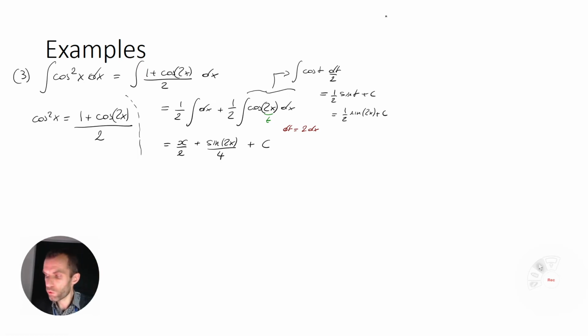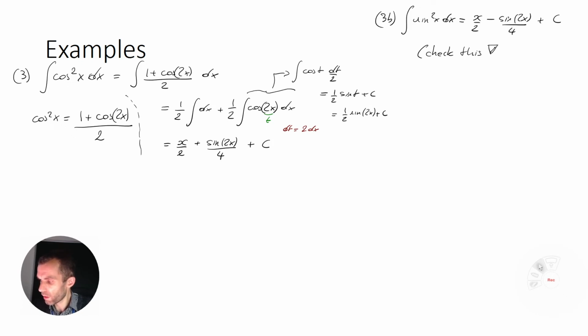You can also do the same thing for sine squared, and there you should get that the integral of sine squared is equal to x over 2 minus sine 2x divided by 4 plus a constant. The calculation is exactly the same as the one for cosine, so I'll leave it to you to try this out.